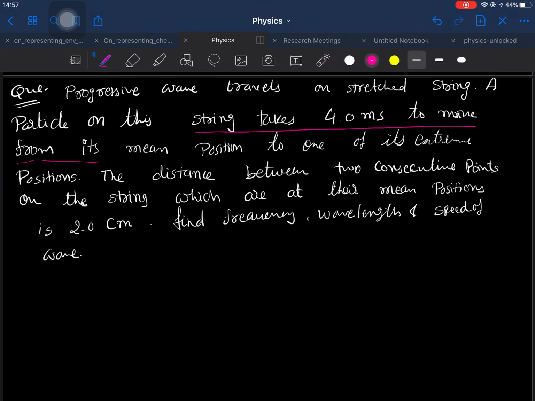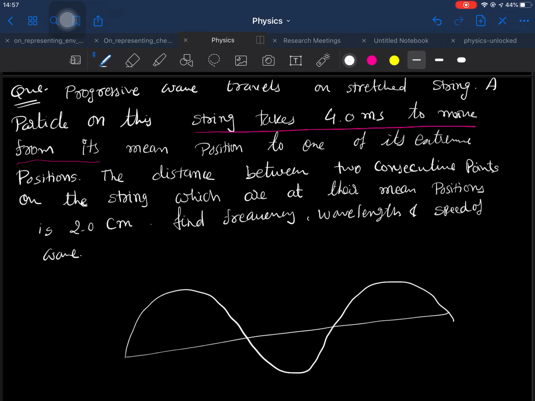So what I can do is simply draw this. Let's suppose this is the behavior of the string. Assume it starts from somewhere here, and this is the maximum amplitude point. What he's saying is that the string takes 4 milliseconds to move from its mean position to one of its extreme positions. That means from here to the mean position, covering this much of the maximum amplitude takes 4 milliseconds. Okay.